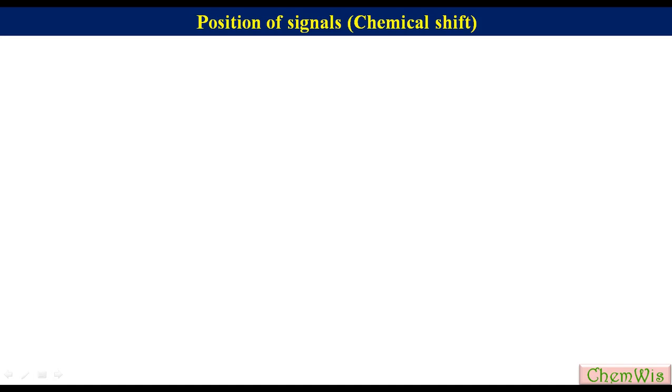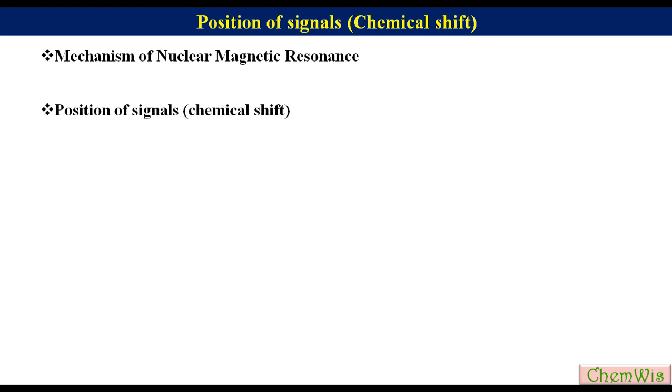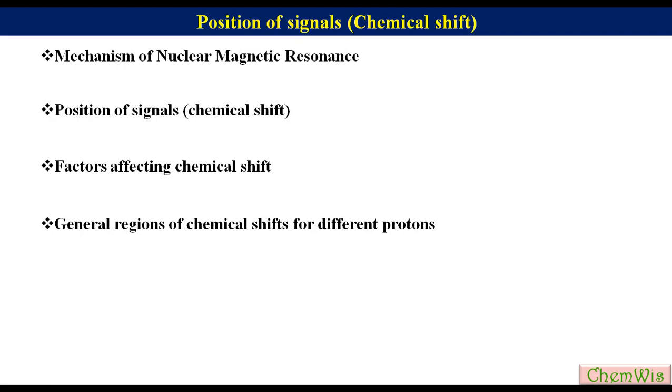Hello friends, the topic of today's discussion is position of signals or chemical shift in NMR, particularly in proton NMR. In this, we will discuss mechanism of nuclear magnetic resonance, position of signals or chemical shift, factors affecting chemical shift, and general regions of chemical shifts for different protons.